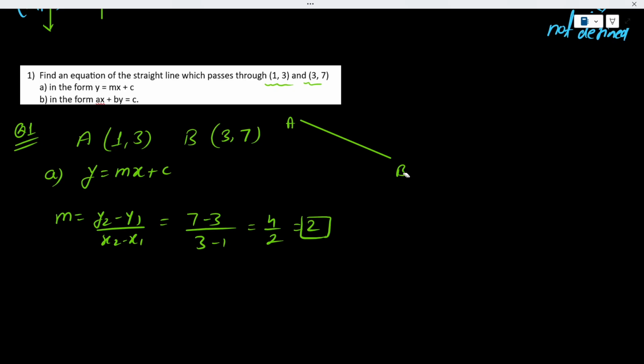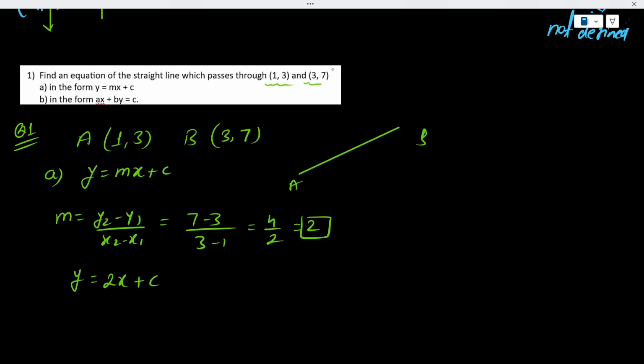So here, when you are drawing it, because these figures are not to scale, you can draw it like that because it's a positive gradient. So I can take here A and I can take here B, right? Now I can substitute 2 in the equation, which is 2x plus c.